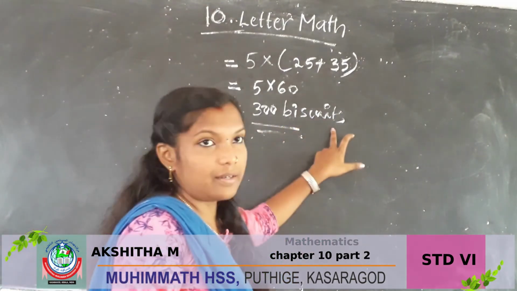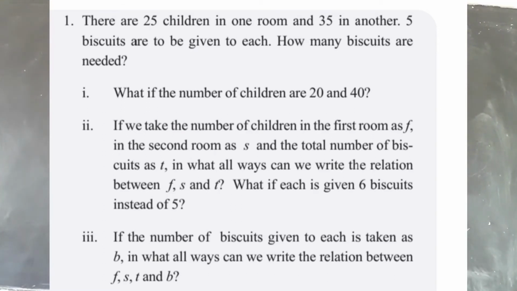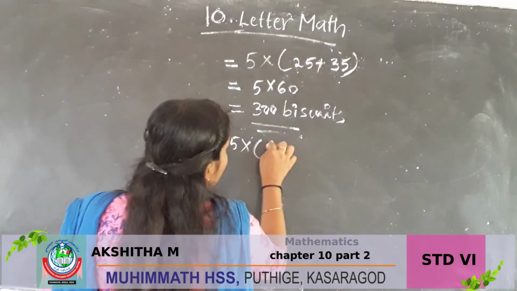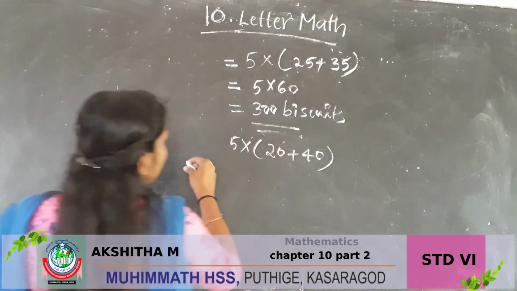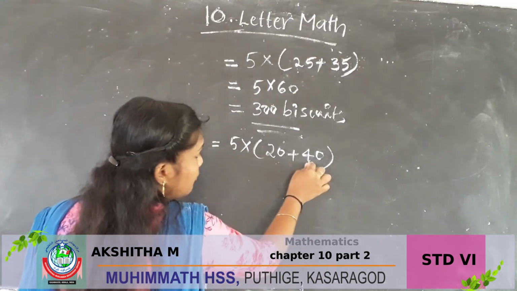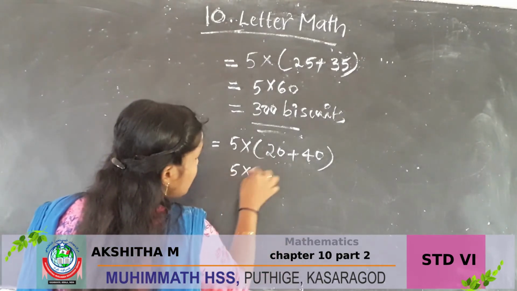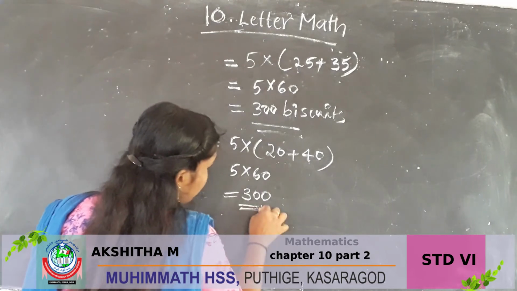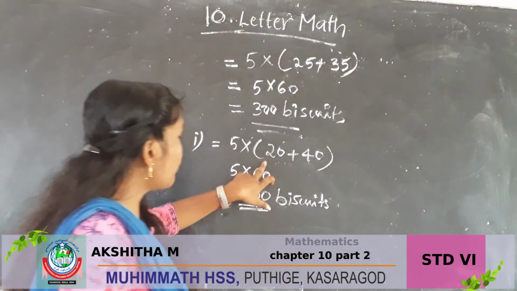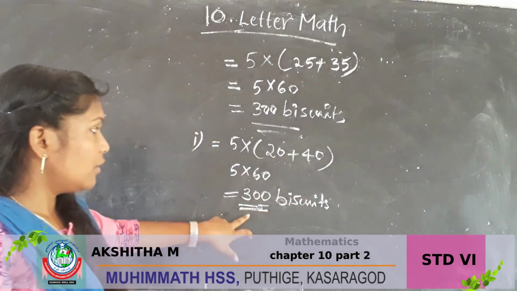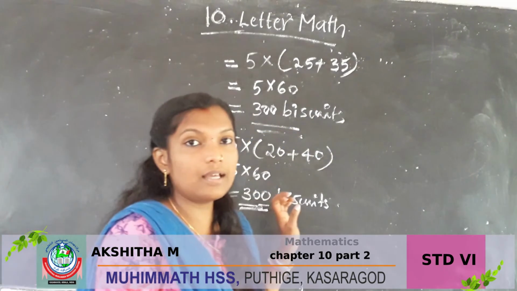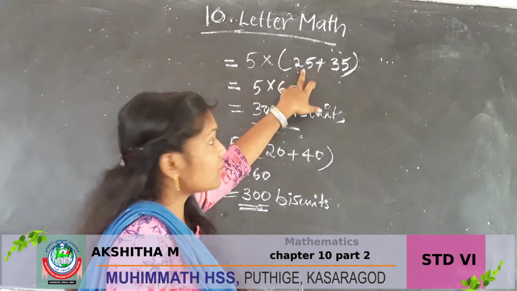300 biscuits needed. First question: what if the number of children is 20 and 40? So here we have to change the numbers. 5 into 20 plus 40. So here, 20 plus 40, we already know that is 60. So 5 into 60 is equal to 300. Here also 300 biscuits are needed. Is it clear now?